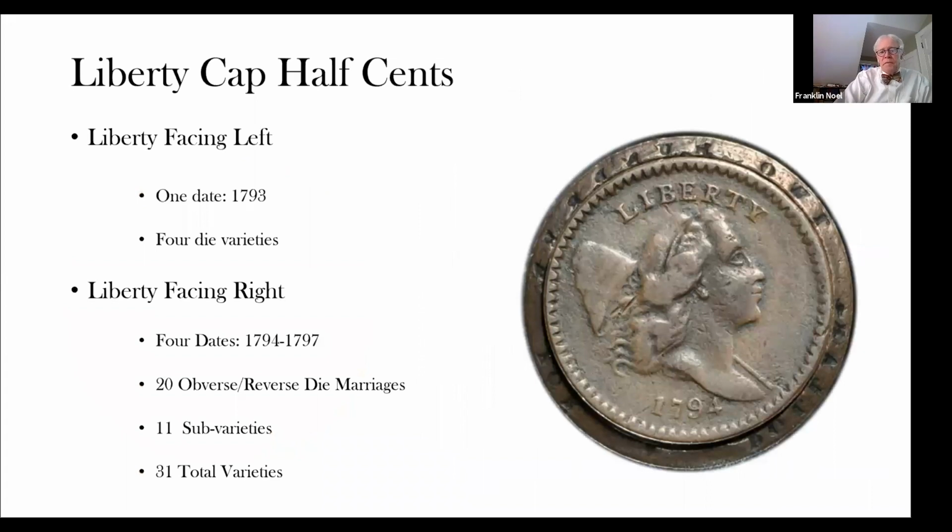So to review, the first US half cents all feature the bust of Liberty with a Liberty cap. The 1793s have Liberty facing left and come in 4 different die varieties. In the 4 years between 1794 and 1797, the right-facing Liberties come in 20 different obverse, reverse die marriages. In all, when the 11 subvarieties are added, the mint struck a total of 31 different right-facing Liberty Cap die varieties.